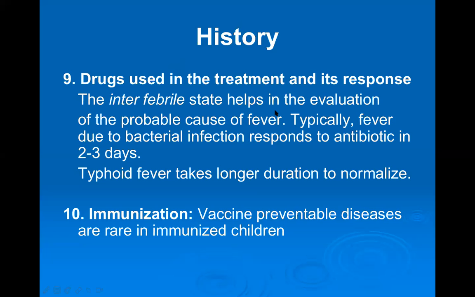The interfebrile state helps in the evaluation of the probable cause of fever. Typically, fever due to bacterial infection responds to antibiotic in 2 to 3 days. Let me give you an example of pneumonia and typhoid fever. If it is caused by bacteria, okay, I'm talking about pneumonia now, like lobar pneumonia, which may be caused by pneumococci. By giving antibiotic, it doesn't decrease the fever in the evening time. So it takes at least 48 hours to 72 hours to decrease the fever.